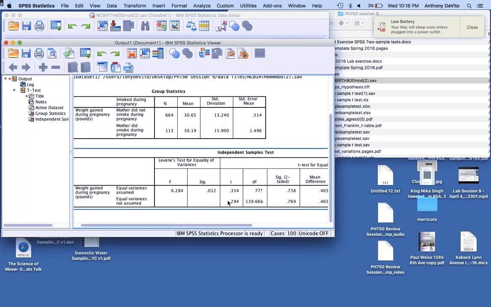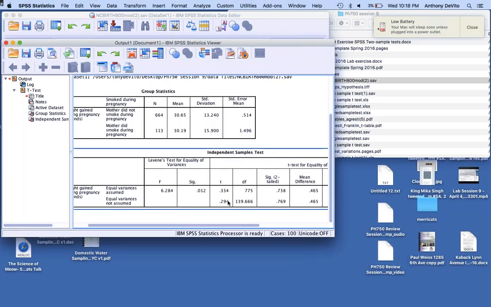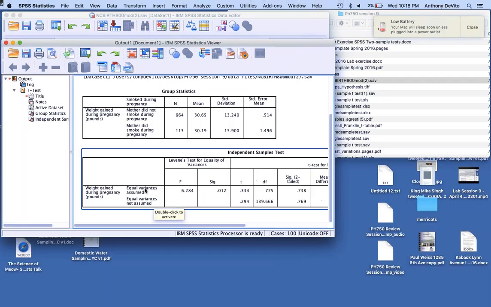Okay, so let me take a look at this now. First thing I want to look at is which one of these lines, the top line or the bottom one, should I use? Well, remember again, much of statistics we're starting with the null hypothesis that things are equal, there's no difference. Our null hypothesis here is that there are equal variances. Our alternative hypothesis is that the variances are different.